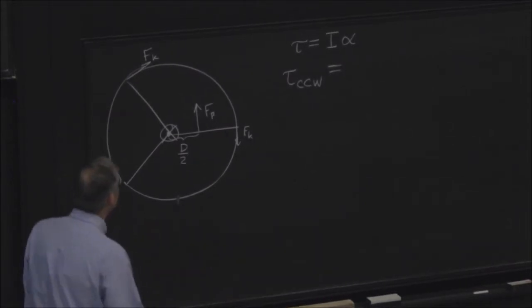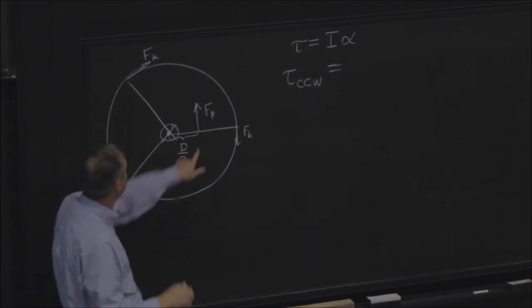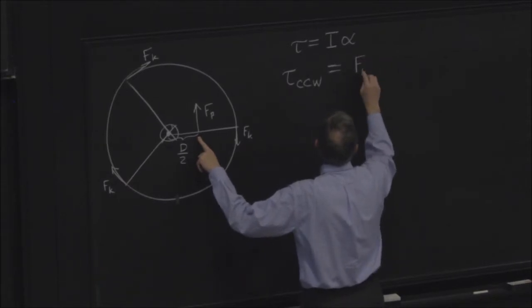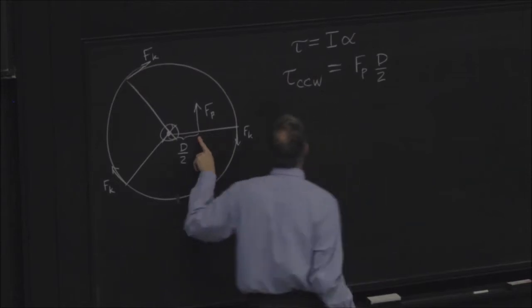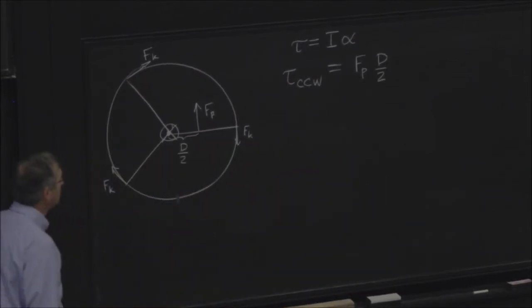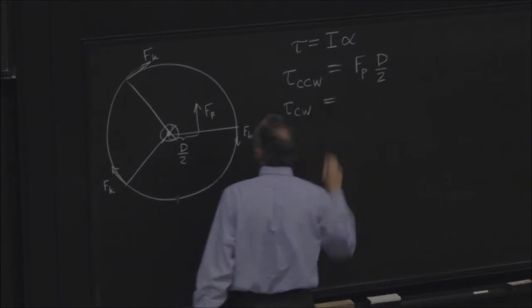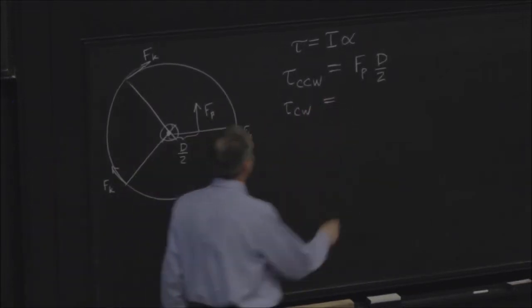So what is the counterclockwise torque? Let's see. That's this way. That's caused only by the pushing force. So that's... and the clockwise torques, well, there's 3 of them, and they're all the same, 3Fk times d.